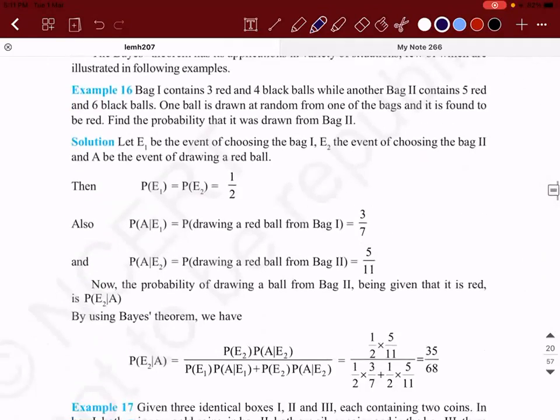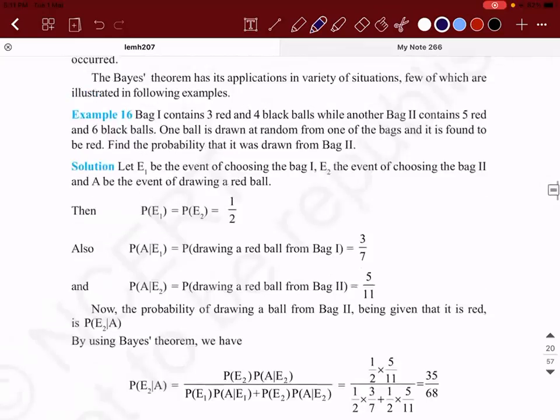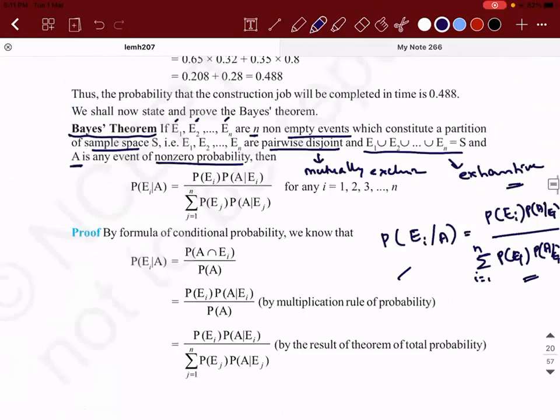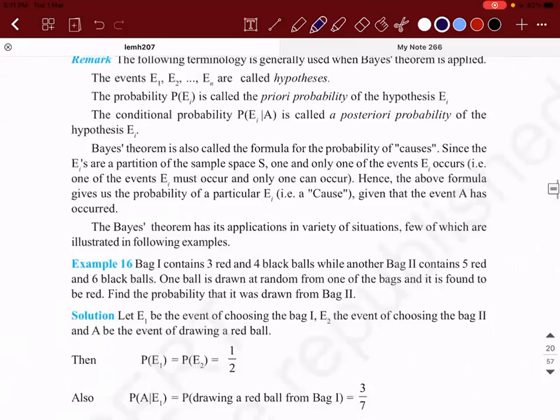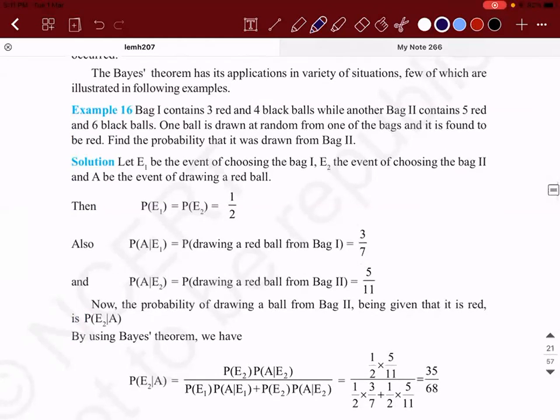So having this in mind, let's try to solve a problem. Example number 16. There is a bag 1 which contains 3 red and 4 black balls, while there is another bag 2 which contains 5 red and 6 black balls. One ball is drawn at random from one of the bags and is found to be red. Find the probability that it is drawn from bag 2.